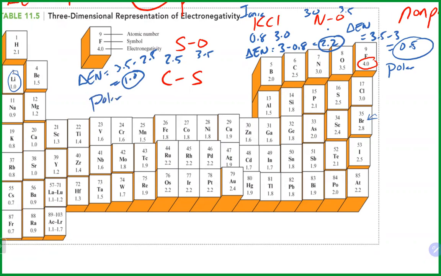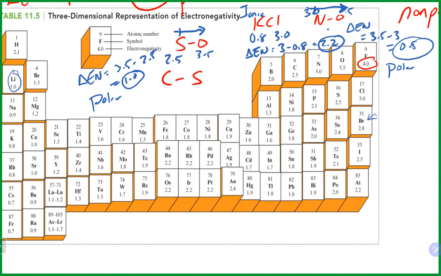In the case of nitrogen and oxygen, if we were to draw the arrow, which way should the arrow be pointing between nitrogen and oxygen? The arrow should be pointing towards the more electronegative, so it would be pointing towards the oxygen. And the sulfur and oxygen bond, it should be pointing towards the oxygen, yeah, as that's more electronegative. Any questions on those two?